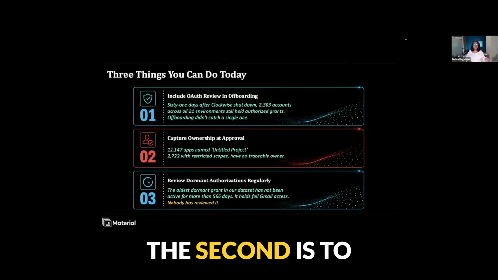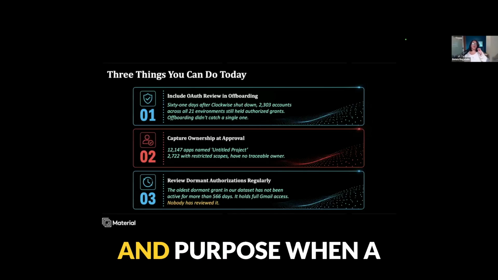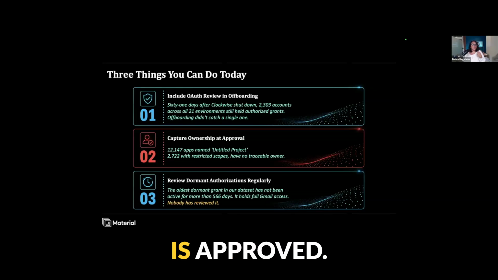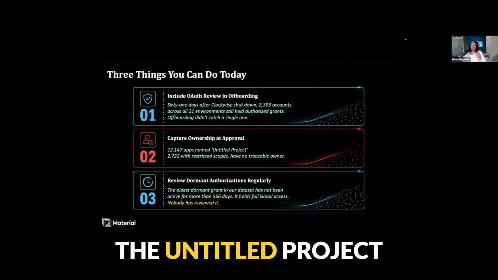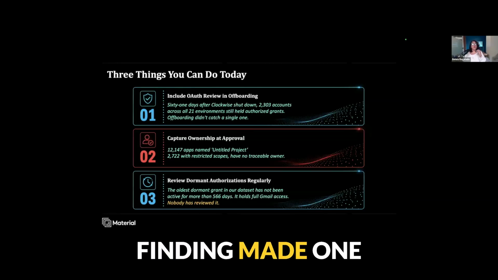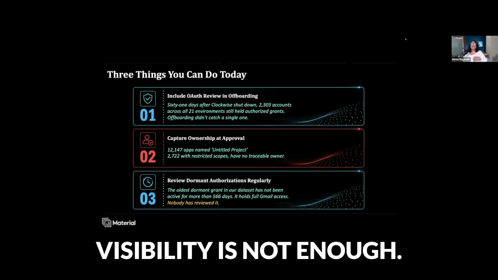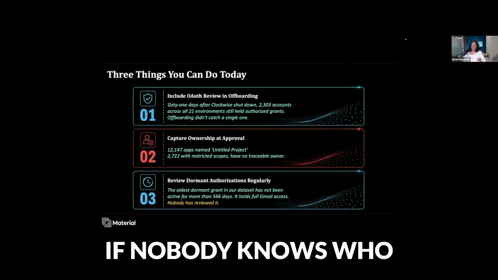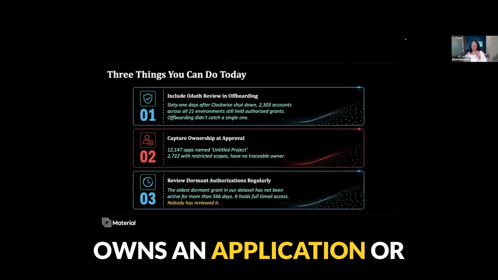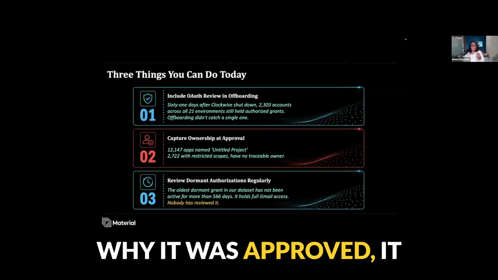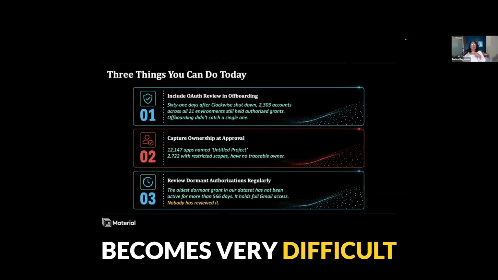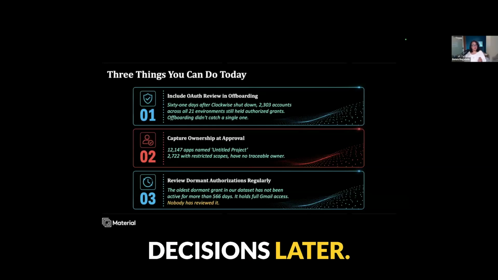The second is to capture ownership and purpose when a new AI application is approved. The Untitled Project finding made one thing very clear. Visibility is not enough. If nobody knows who owns an application or why it was approved, it becomes very difficult to make informed decisions later.